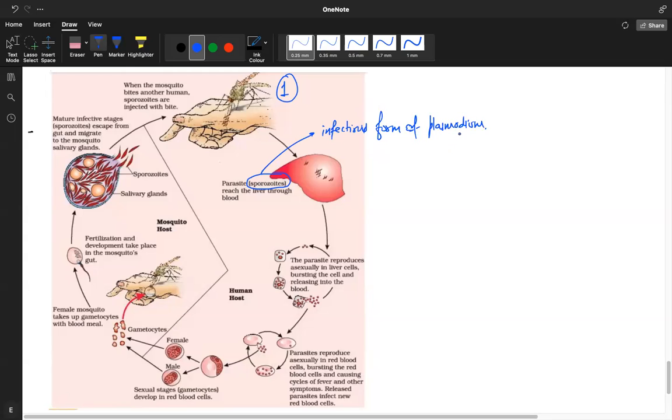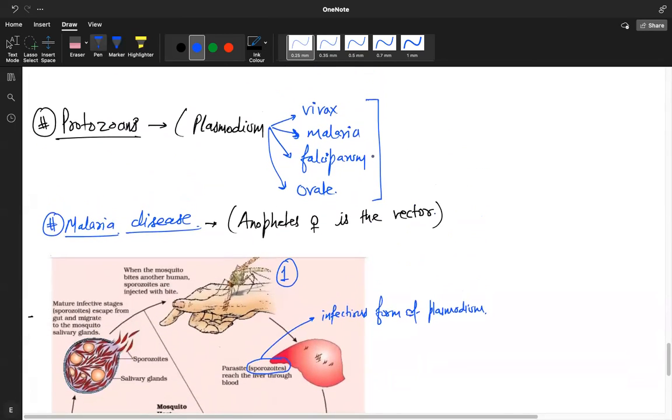Sporozoite is the infectious form. Okay, so this is the form that infects. And I told you about 4 types of Plasmodium: vivax, malariae, falciparum, and ovale. Out of these, there is this falciparum, this one. This causes a malaria which is known as malignant malaria.